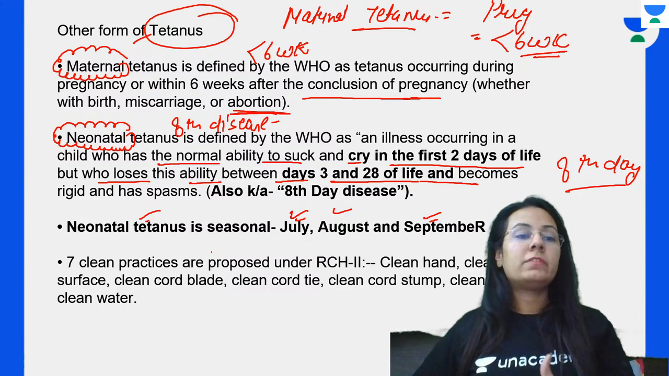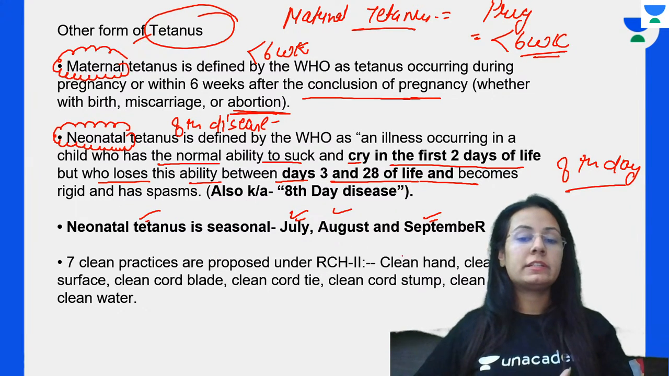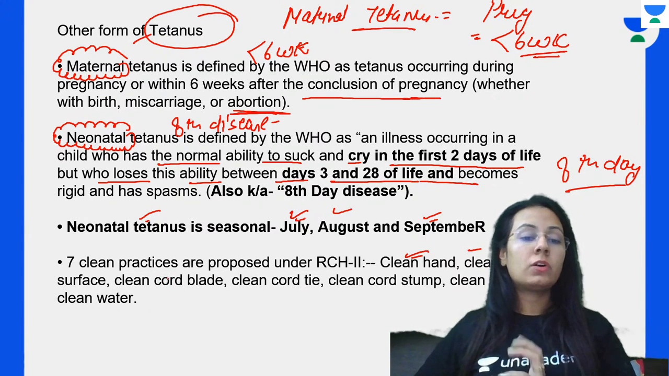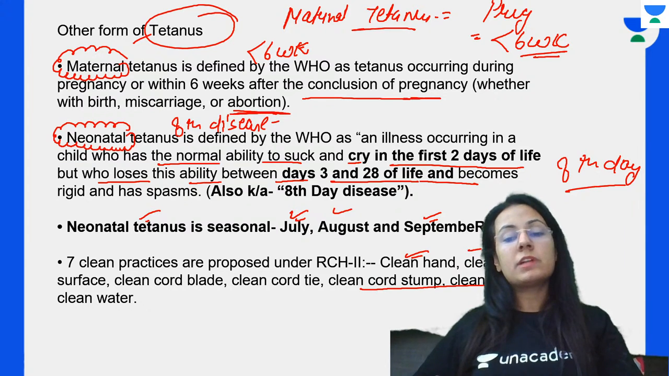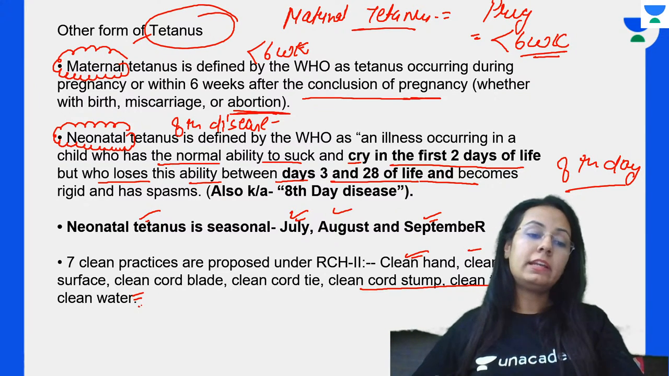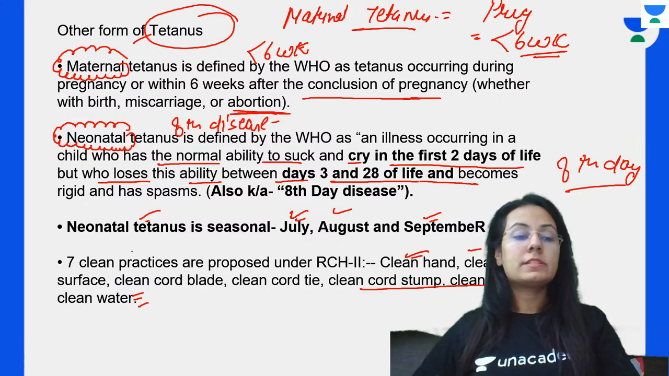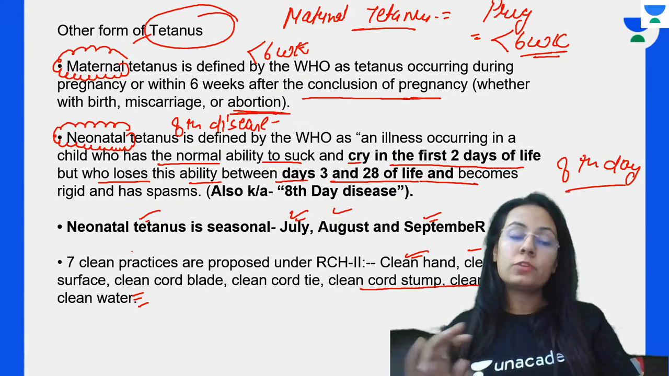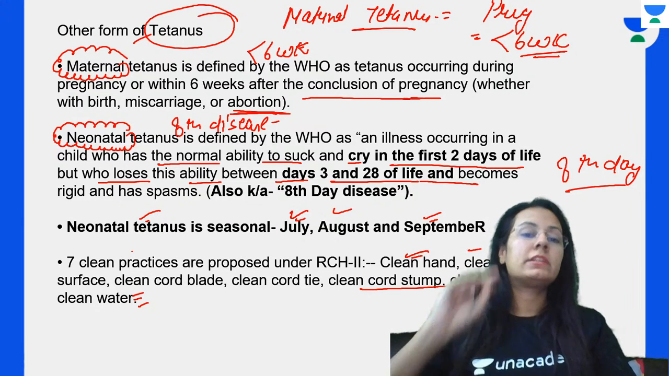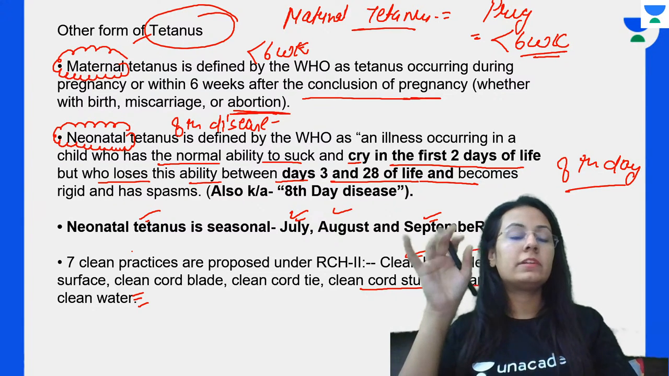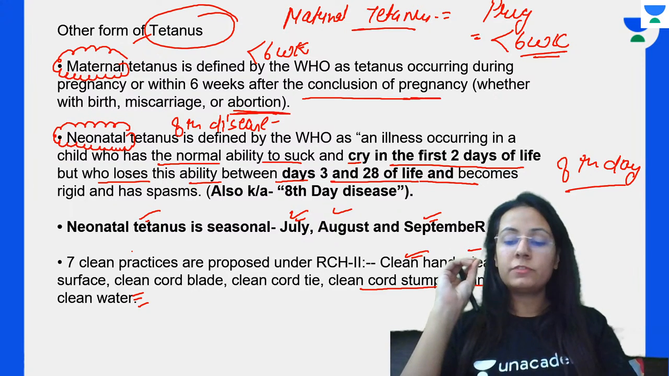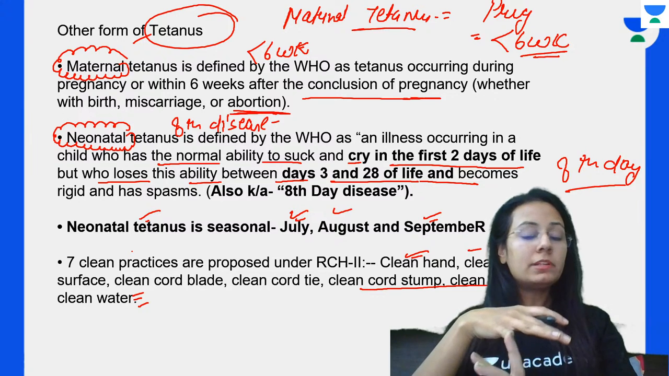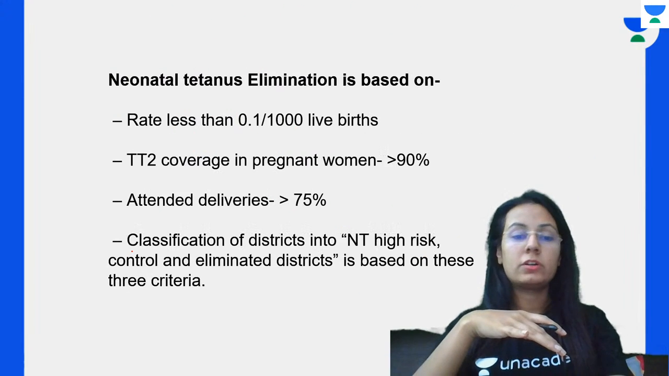7 practices are proposed to prevent neonatal tetanus. That is clean hand, clean surface, clean cord tie, clean cord stump, clean towel, and clean water. So 7 clean practices are proposed under RCH. Neonatal tetanus is the 8th day disease, and maternal tetanus is tetanus occurring during pregnancy or within 6 weeks after the pregnancy conclusion, whether it be birth, miscarriage or abortion.